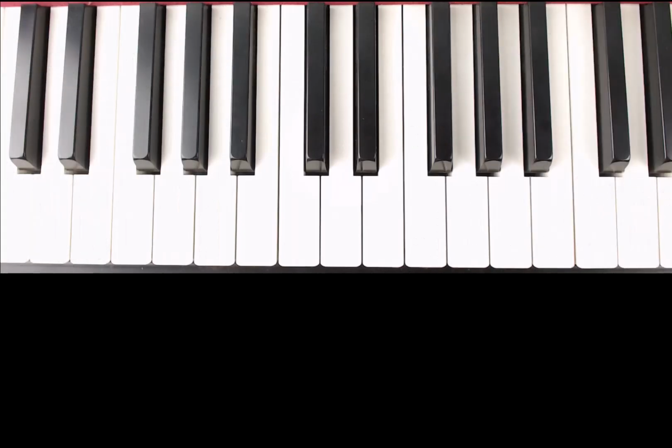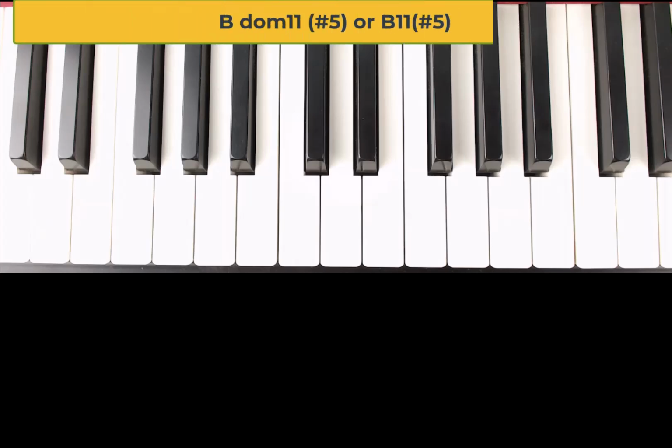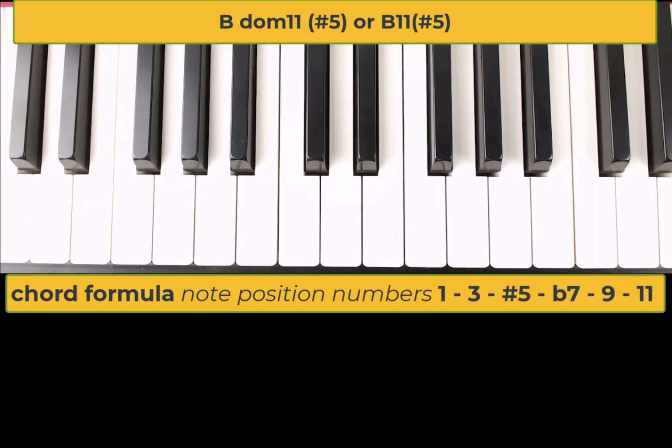Here's the last example, in this case a 6-note altered chord. We'll use the B dominant 11th sharp 5 chord as our example. Again, another 6-note chord, and in this case the note position numbers are 1, 3, and the reason that this chord is called an altered chord is that we're making the original 5 note position number a sharp 5, and that's in our chord name, as we can see, B dominant 11 sharp 5. So 1, 3, sharp 5, and then the last 3 notes are a 7th, a 9th, and an 11th note. So let's get into it.